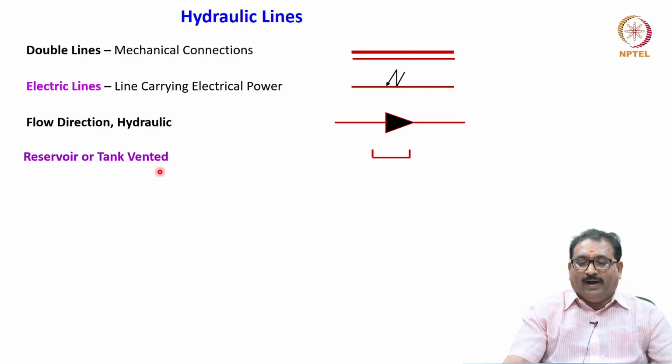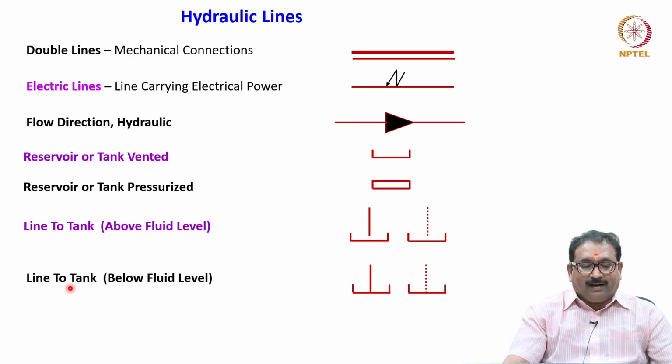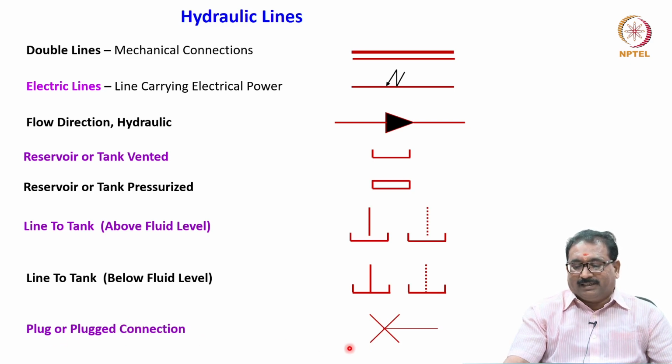A reservoir or tank, vented, is simple like this. Vented means atmospheric pressure is acting over the tank. They will represent it like this. A reservoir or tank, pressurized, closed, you will see here how it is. A line to tank above the fluid level is represented like this. You will see where the line is. A line to tank below the fluid level is represented like this. A plug or plugged connection is represented using this graphic symbol.